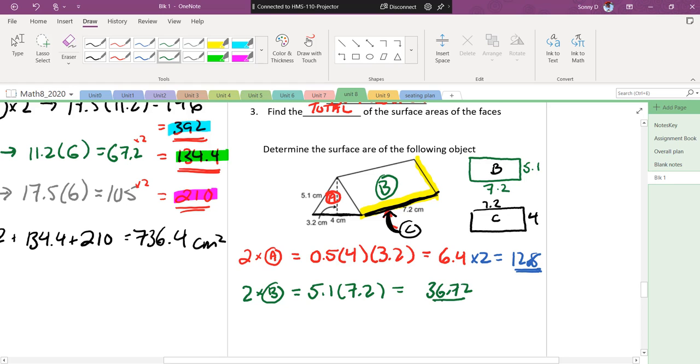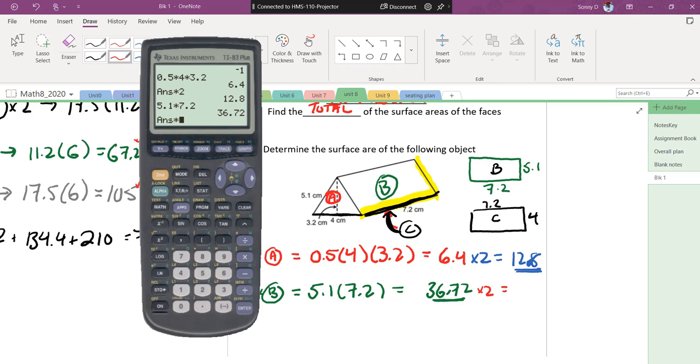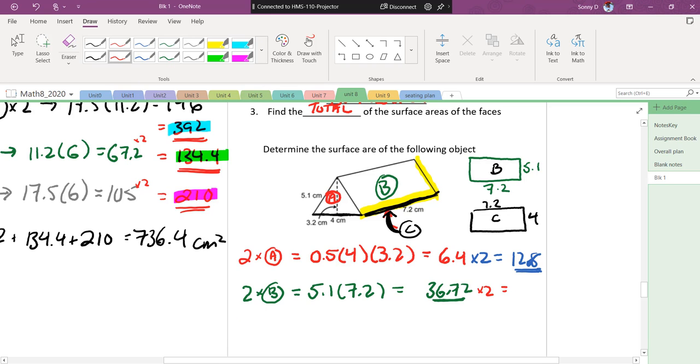36.72. Right? And we need to take this and multiply it by 2 because we have 2 of those. So I'll multiply my answer by 2, and it's 73.44. So I'll just go 73.4 to 1 decimal place. All right.